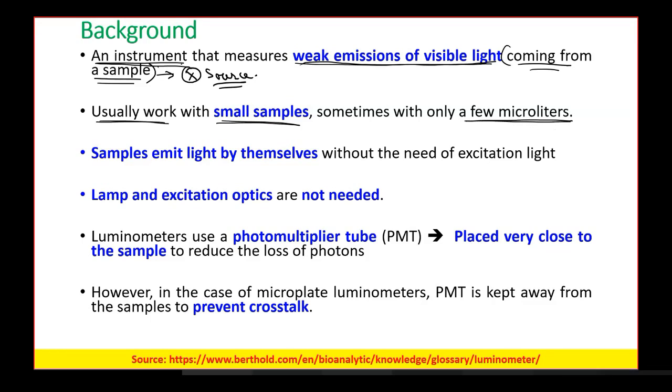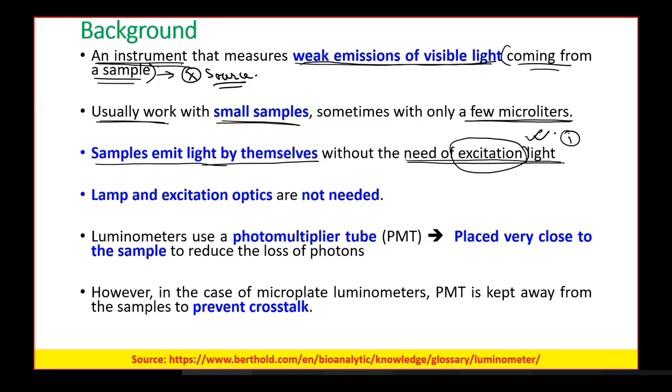Okay, and as I already told you, samples emit light by themselves, right? And due to this reason, we do not need an excitation light. We do not need an excitation light. This is a very, very important thing. So if I give you a short note to describe the difference between UV visible spectroscopy and luminometry, this should be one of your important points. Okay, that there is no excitation light.